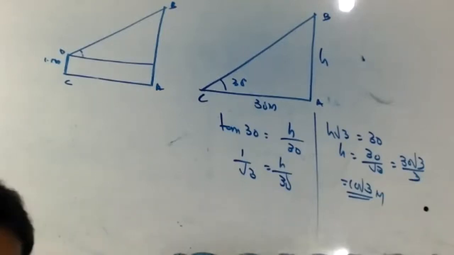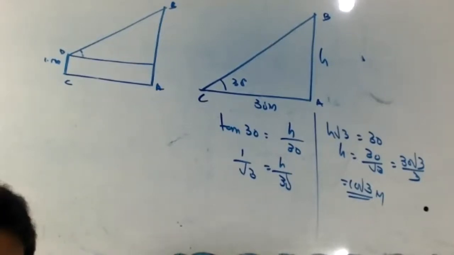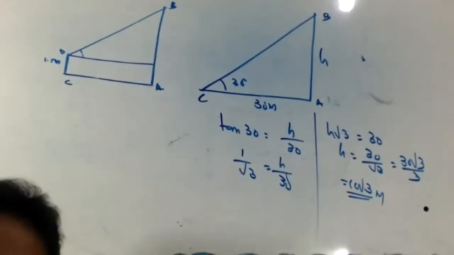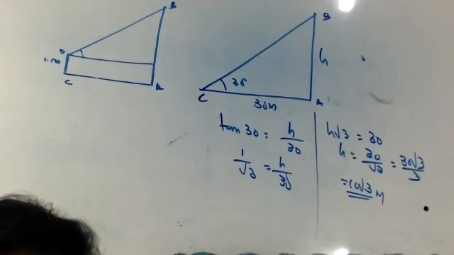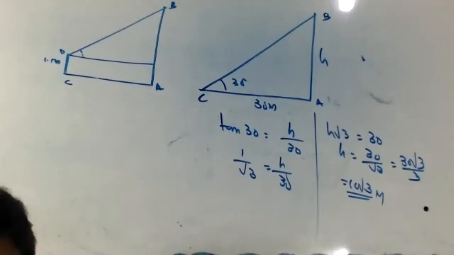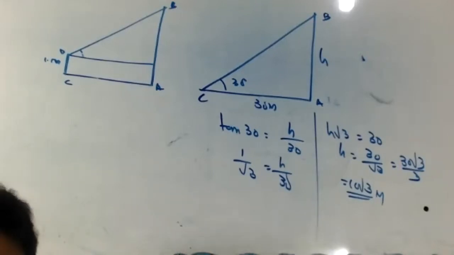The string attached to the kite is temporarily tied to a point on the ground. The inclination of the string with the ground is 60 degrees. Find the length of the string.